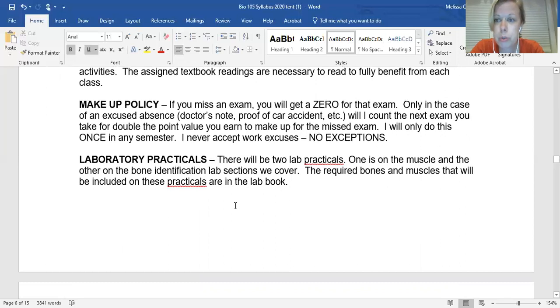Lab practicals, you have 2, again, one on the bones, one on the muscles, and they will be given on Blackboard, and you'll be shown pictures, and you'll be responsible for identifications.